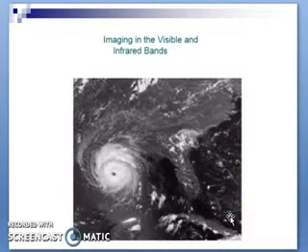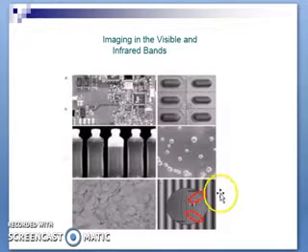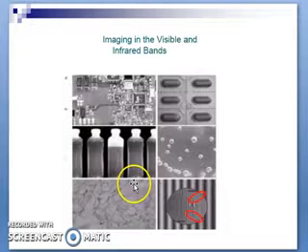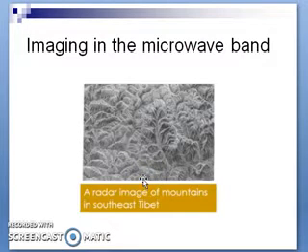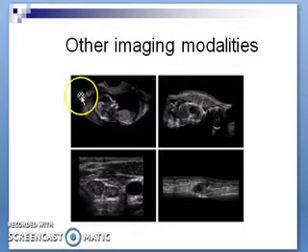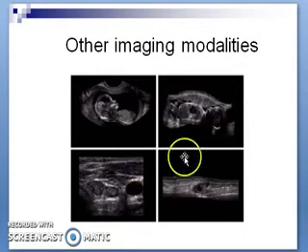Imaging in the visible and infrared bands. So this is one typical example for infrared band based imaging. In other examples, we can see medicinal and industrial uses. In the radio band, it is used for spine and bone analysis. Imaging in the microwave band, it's an example of a radar image of the mountains in southeast Tibet. Other modalities, we can see ultrasound based for fetal analysis. We can visualize.